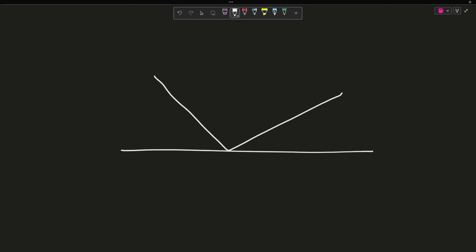So for full reflection, the angle of incidence is equal to the angle of reflection. So if all of the light reflects, none of it goes through, then this angle here is equal to this angle here. And remember that the angle is measured to this normal, not like this or something.